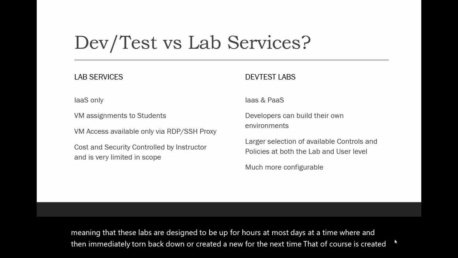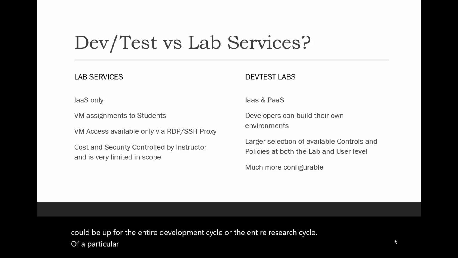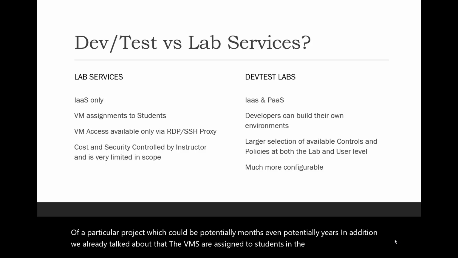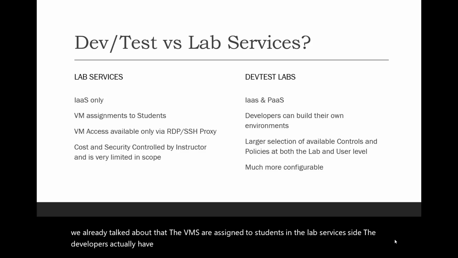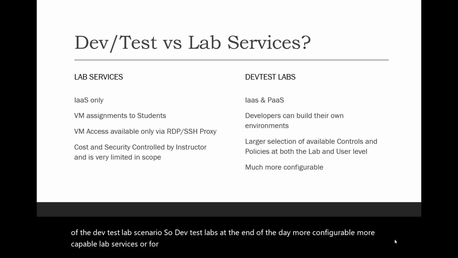In DevTest Lab scenarios, though, it's much more configurable, because these labs could be up for the entire development cycle or the entire research cycle of a particular project, which could be potentially months, even potentially years. In addition, we already talked about that the VMs are assigned to students on the lab services side. The developers actually have the ability to create their own VMs and their own environments inside of the DevTest Lab scenario. So DevTest Labs, at the end of the day, is more configurable, more capable. Lab services are for defined lab scenarios, such as course teachings and things of that nature.